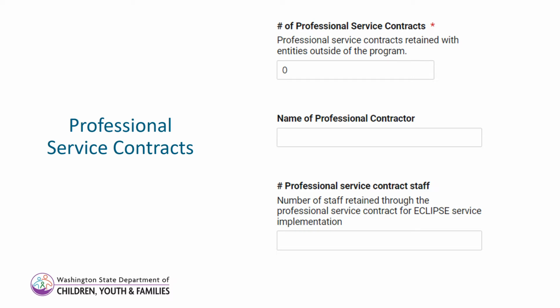Number of professional service contracts. This is where you want to answer the number of contracts retained with entities outside of your program. And you'll put the name of the professional contractor and then the number of professional service contract staff you have retained to help implement ECLIPSE services. If you are planning or already have a mental health professional within your agency structure, you will have answered in the previous administrative service question, not this one.